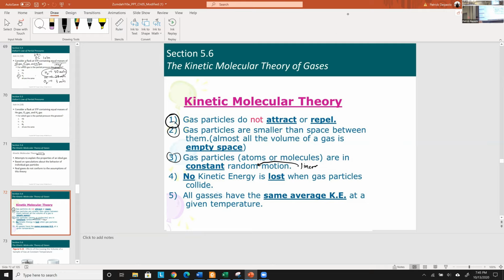Next one. Oh, question. Very chaotic, but not random. I like that. Chaotic motion, but not random.